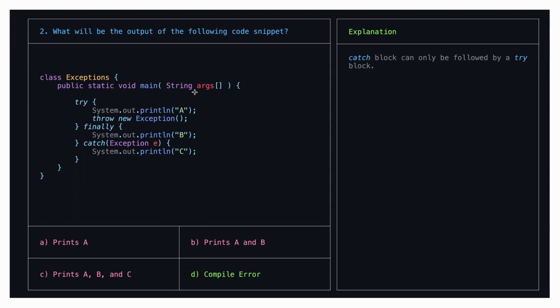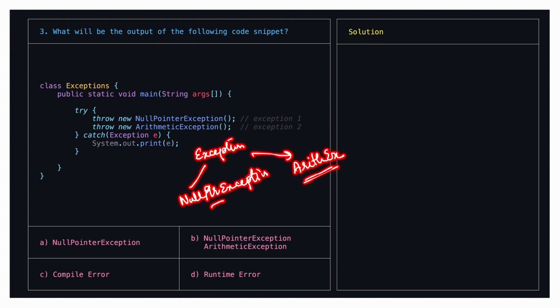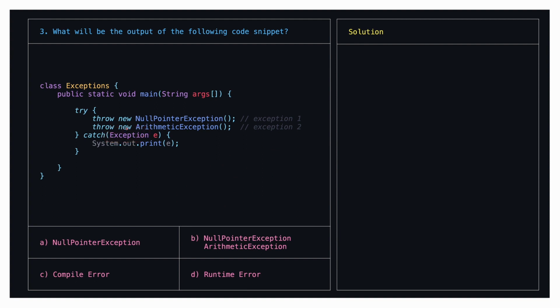Now let's move to the fourth problem. Okay, so let's see. We have a try and catch block. We have two exceptions that have been thrown from this try block. First one is null pointer exception and second one is arithmetic exception. For your knowledge, the exception class is the parent class for both null pointer exception and arithmetic exception, right?